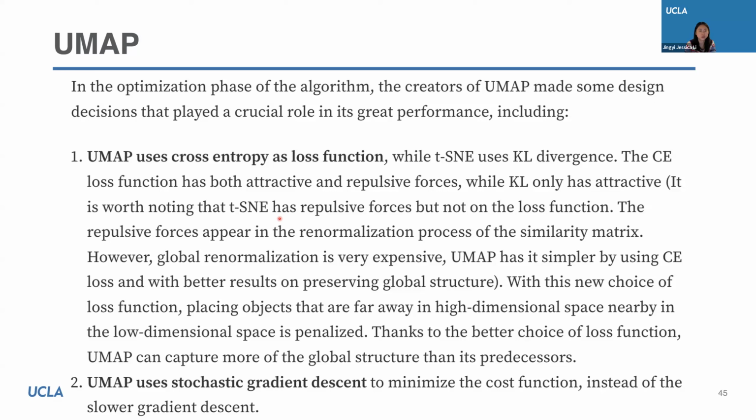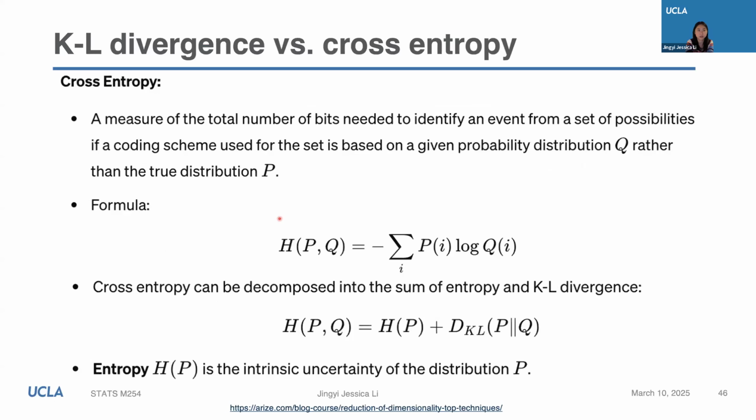With this new choice of loss function, placing objects that are far away in high-dimensional space nearby in the low-dimensional space is penalized. That's something SNE and t-SNE don't do. Thanks to the better choice of loss function, UMAP can capture more of the global structure than its predecessors. Second, UMAP used stochastic gradient descent to minimize the cost function instead of a slower gradient descent. So computational efficiency is another gain. Finally, what is cross entropy? Here it is. Cross entropy is a measure of the total number of bits needed to identify an event from a set of probabilities if a coding scheme used for the set is based on a given probability distribution Q rather than the true distribution P.